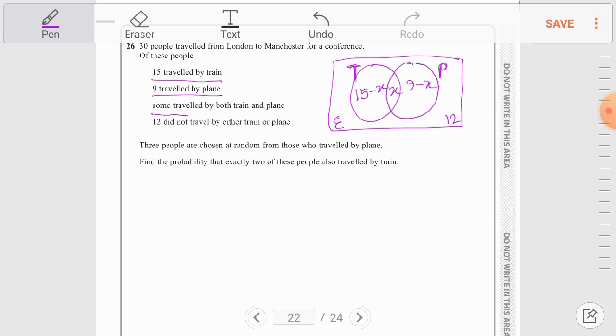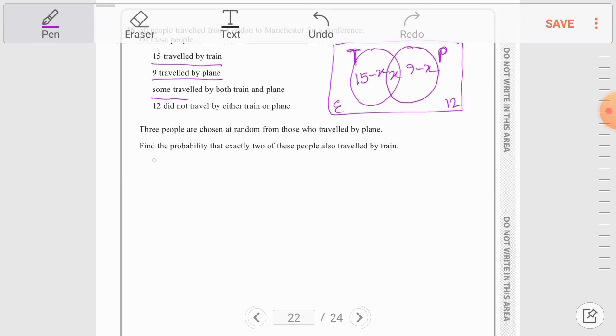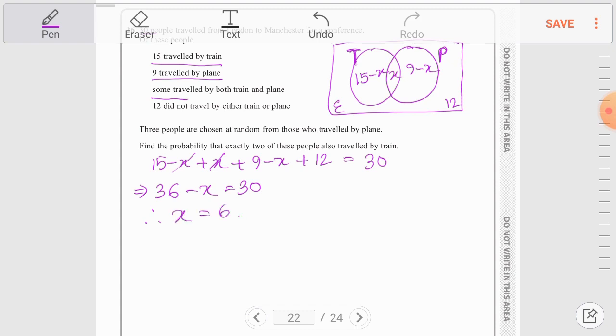And as we already know the total number of people traveling, that was 30, we can find the value of X. It would be 15 minus X plus 9 minus X plus 12 is equal to 30. And we are going to make X the subject out of this. We can see this X cancels out this one. So 15 plus 9 plus 12 is 36. 36 minus X is equal to 30. So that gives you a value of X equal to 6. So 6 people were traveling by both plane and train.